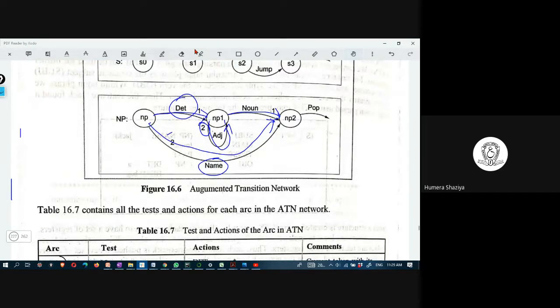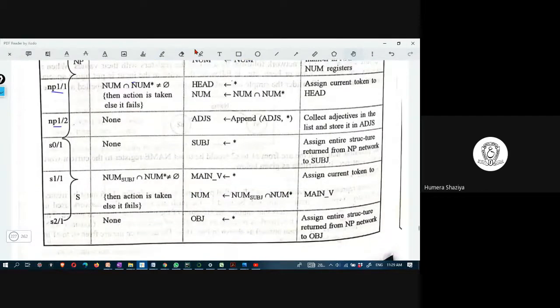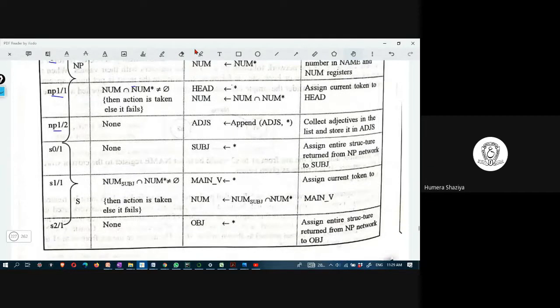Suppose if it is Alice is cute, then this Alice is the head of the sentence. And then np1 by 2 is for adjective. If there is an adjective, then it is appended. If there is no adjective, also there is no problem. But if there is an adjective, it is appended into this list. If there is one also, it is added to this. If there is a second, it is also added.